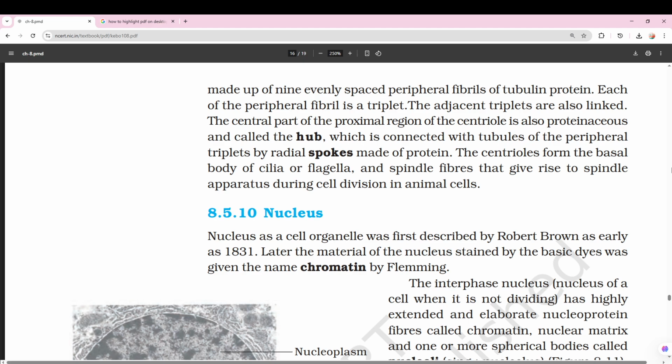The central part of the proximal region of the centriole is also proteinaceous and called the hub, which is connected with tubules of the peripheral triplets by radial spokes made of protein. The centrioles form the basal body of cilia and flagella, and spindle fibers that give rise to the spindle apparatus during cell division in animal cells.